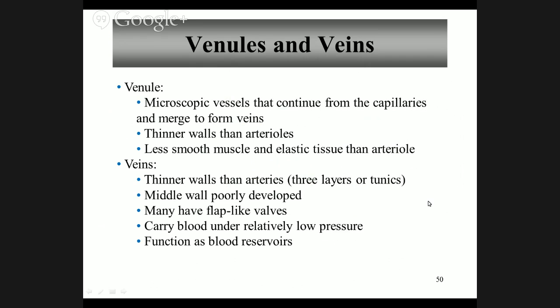Venules are microscopic vessels that continue from the capillaries and merge to form veins. They have thinner walls than arterioles and less smooth muscle and elastic tissue than arterioles. Veins have thinner walls than arteries. The middle wall is poorly developed. Many have flap-like valves to carry blood under relatively low pressure. They function mostly as blood reservoirs.